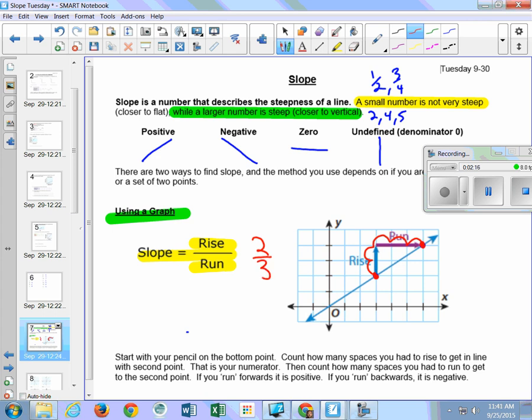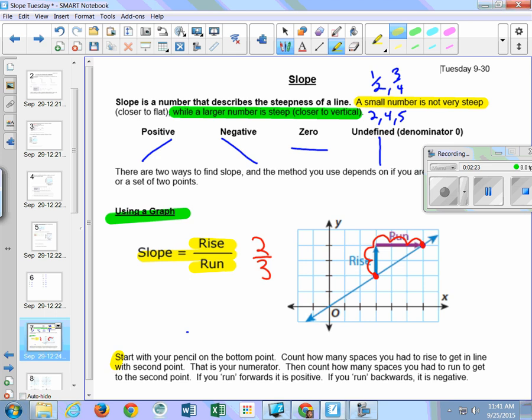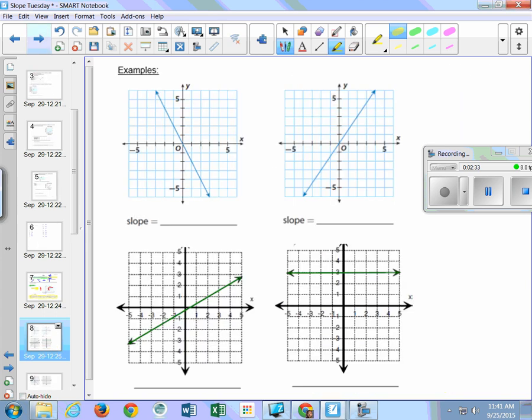Okay. Go down at the bottom here. It just gives you some instructions on how to find slope using rise over run. All right. So our first example.